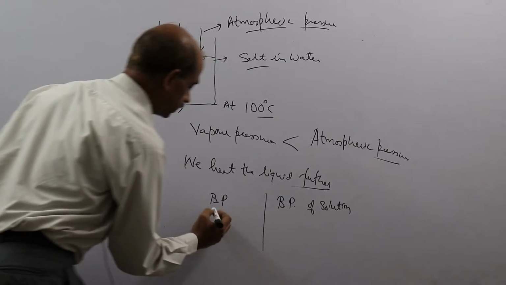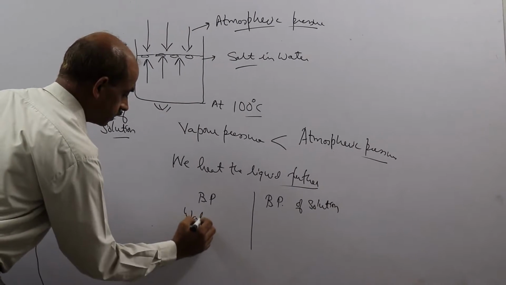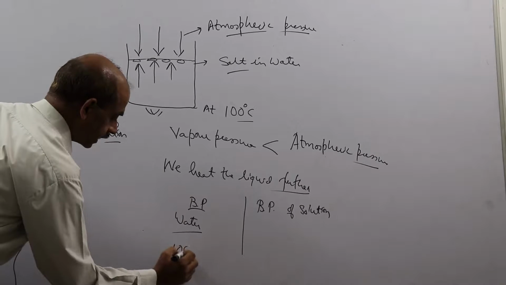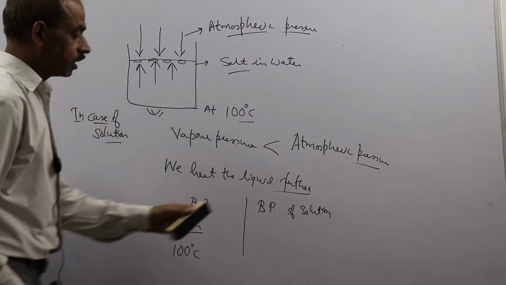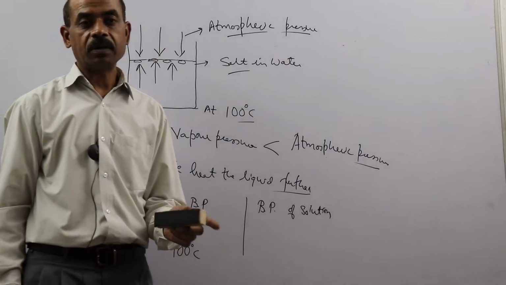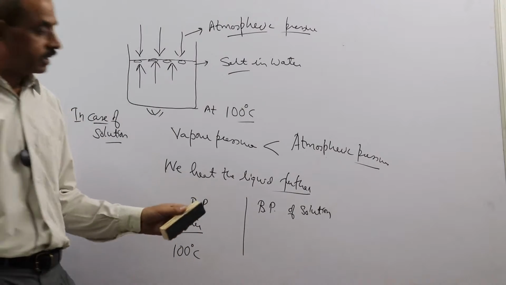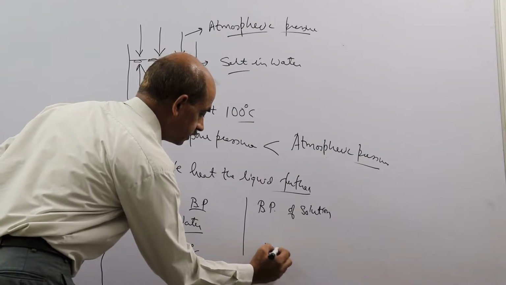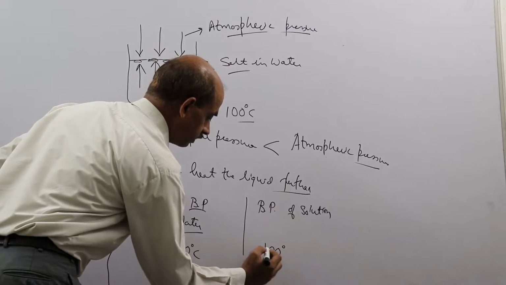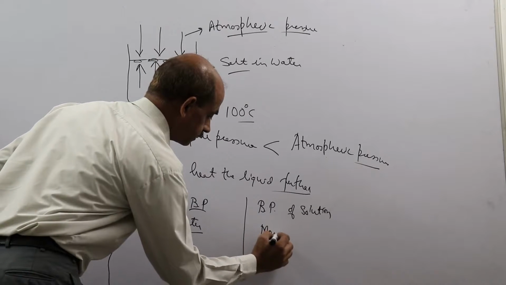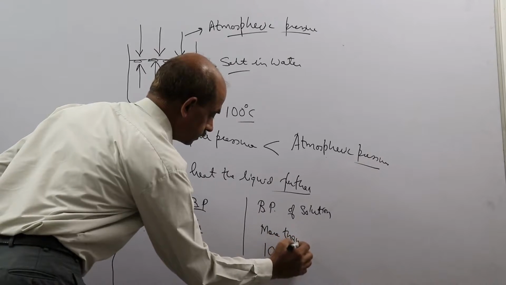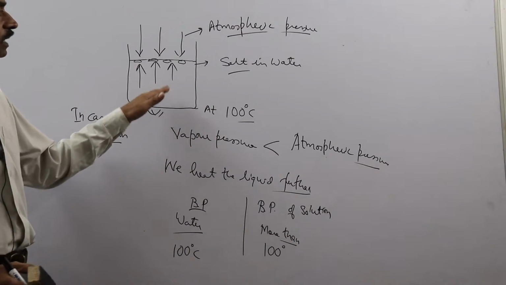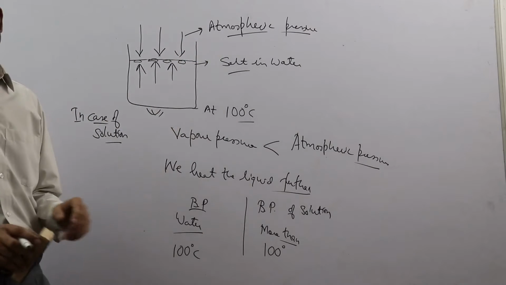This is solution and this is boiling point of water. In the case of water it is 100 degrees Celsius exactly, but when we dissolve some salt or sugar in water, then it will definitely be more than 100 degrees Celsius, because we have to heat it further to make the vapor pressure equal to the atmospheric pressure.